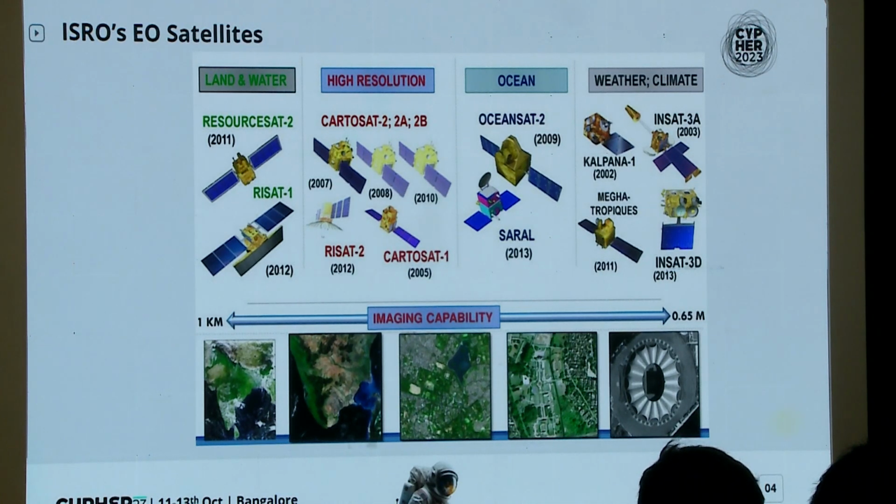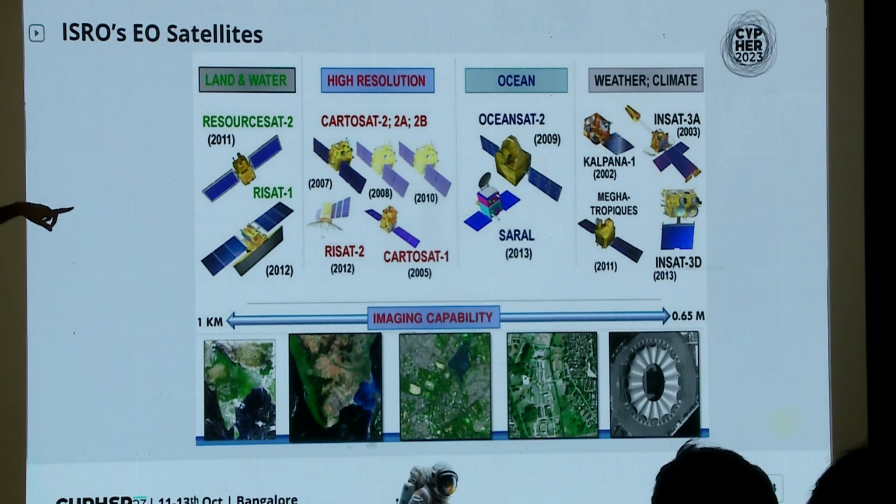And we have SARAL, which is an altimeter which can detect height. And we have INSAT-3A, which is a geostationary satellite. It observes the whole of India at a single time. All these other satellites are at around 600 to 800 kilometers, so they cannot see the whole of India. The swath, the image size, will be around 100 to 200 kilometers. But INSAT-3A can fully cover the whole of India.